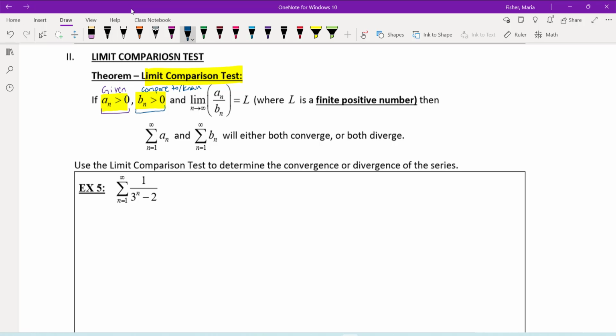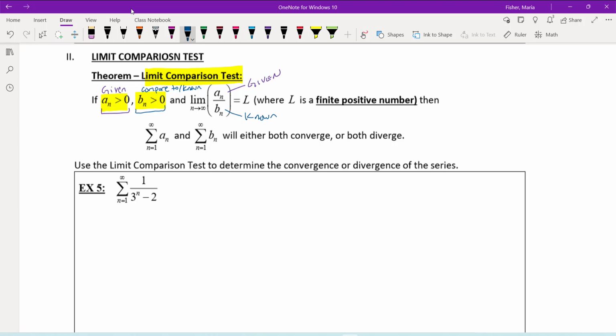Well, the limit comparison test says that if you can take the limit as n goes to infinity of a sub n, again that is your given, over b sub n, and that one is your known, and you end up with L, where L is a finite positive number, then they both do the same thing. They either both converge or they both diverge.